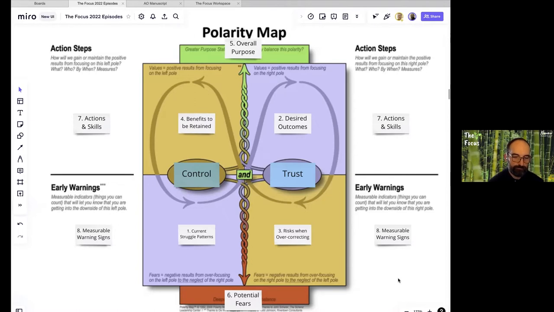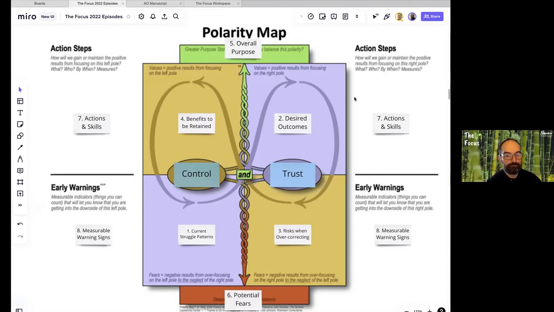Once we've gone through those four panels, we then want to summarize what's that greater purpose statement when we have this dynamic balance? What is the overall purpose that both control and trust focus on? And at the same breath, what are they both trying to prevent? What are the deepest fears or potential fears that they're trying to avoid when we look at the combined downsides of both? Once we've established that, we'll look at number 7 and look at what are the actions and the skills needed in order to retain that dynamic balance between the two poles, as well as for the overall purpose.